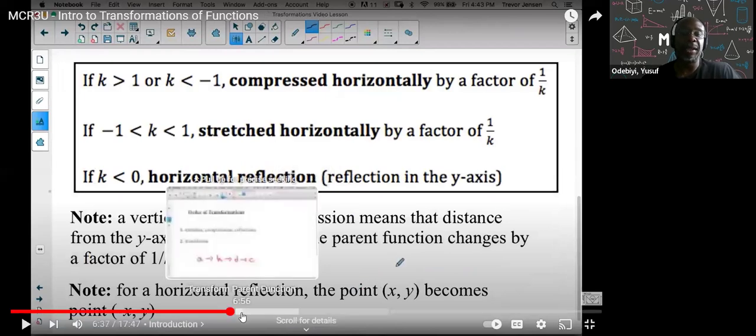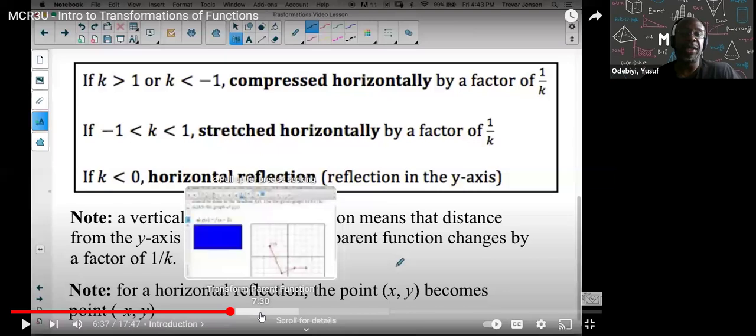Okay, so we kind of get that. Let's get into an example. So I think you need to see an example. Here we go. Here's an example right here.